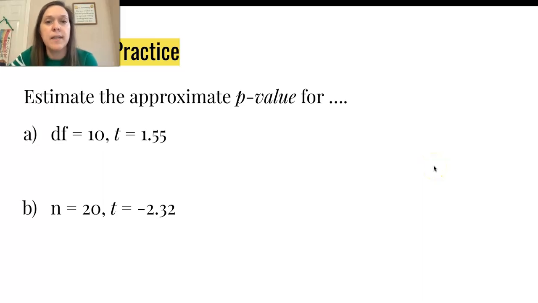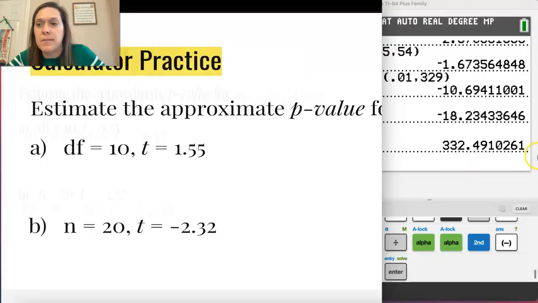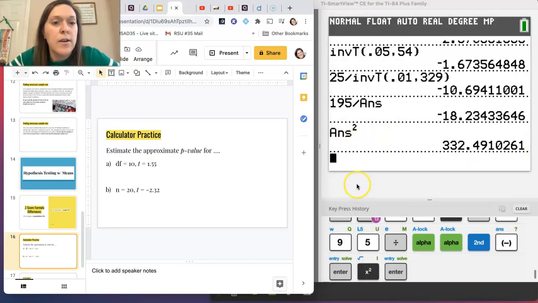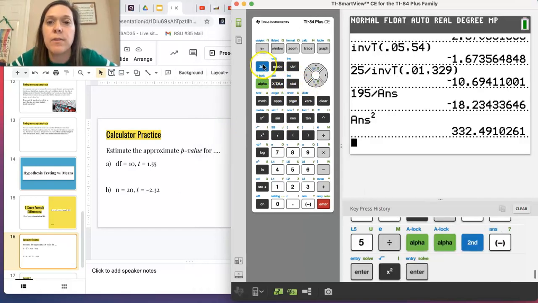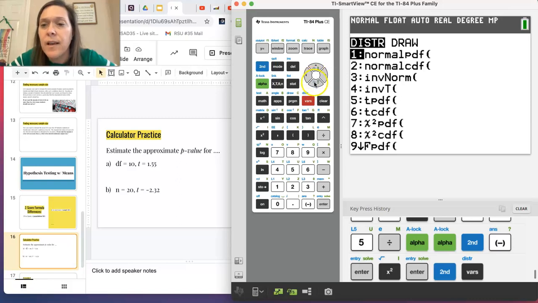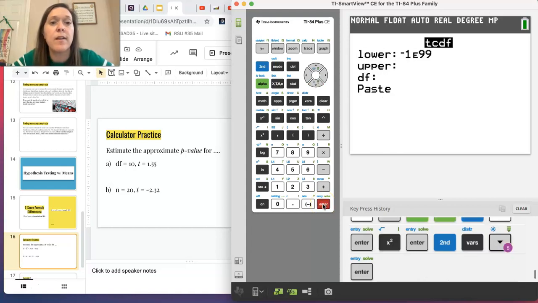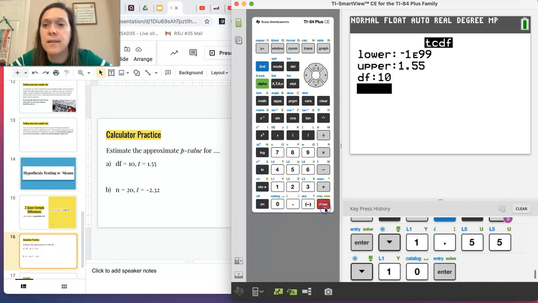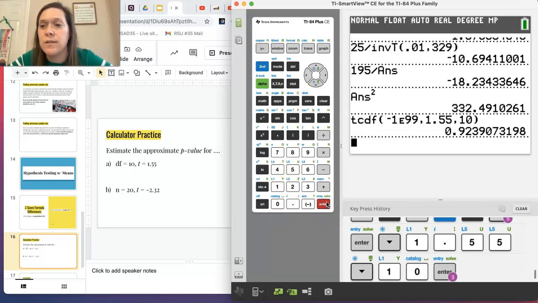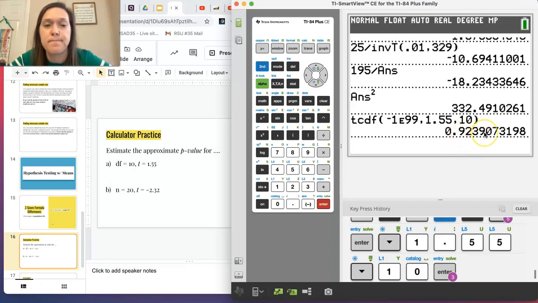Okay, so here we want to estimate and approximate p-values for the following. So if I was just finding p-values, I would go to second vars, and you should see, instead of normal PDF and normal CDF, in 5 and 6 we have tcdf. That's what we would be doing. So we have a t-score, so I'm going from negative 999 to my t-score of 1.55, and my degrees of freedom is given to me as 10. So my p-value is 0.9239.